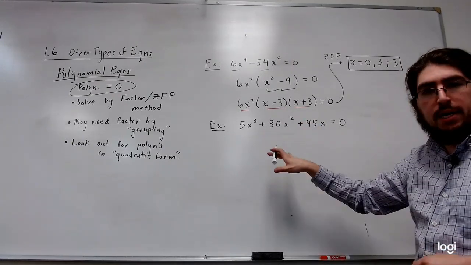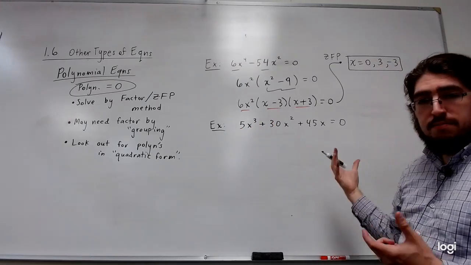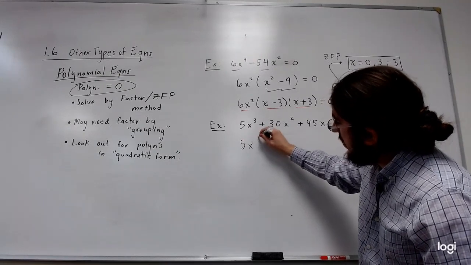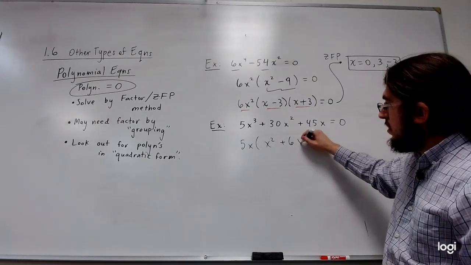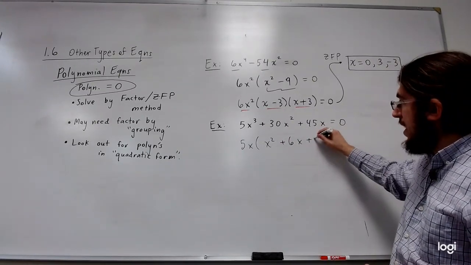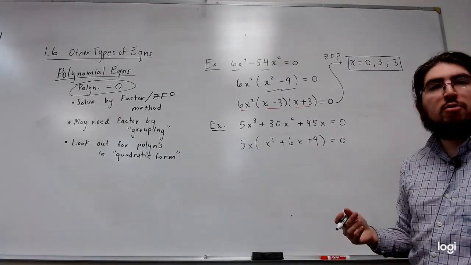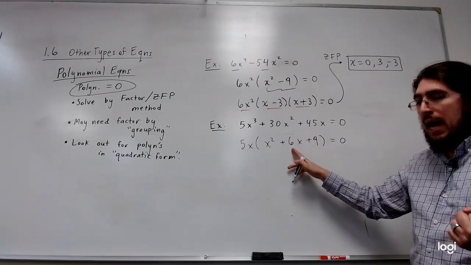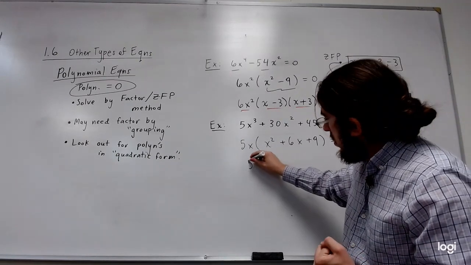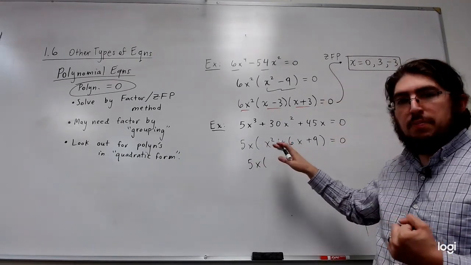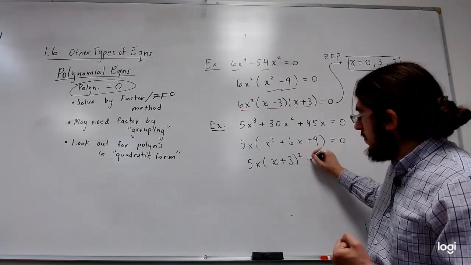Here, very similarly, they all have something in common. They have 5 in common, and they each have an x that you can pull out. So we pull 5x on the outside. This loses 5x, so it's x squared. 30 divided by 5 is 6, loses an x. 45 divided by 5 is 9, loses an x. And can we factor this? We can. And if you remember completing the square, half of 6 squared is 9. So that means this whole thing is actually a square. So we can factor this as basically x plus 3 times x plus 3. So really it's x plus 3 quantity squared.